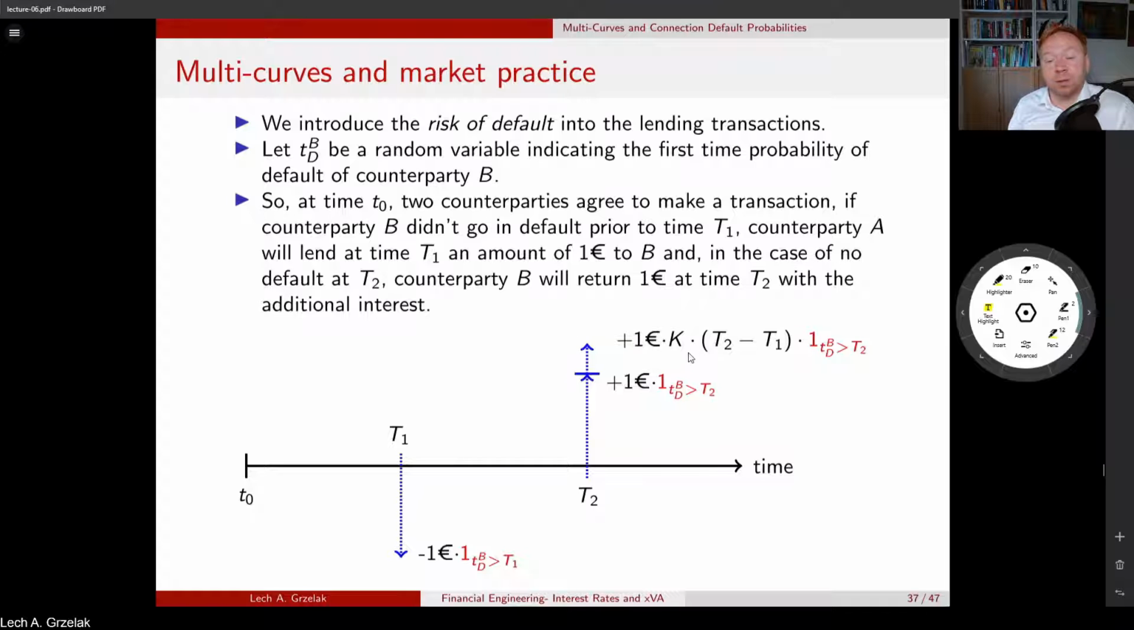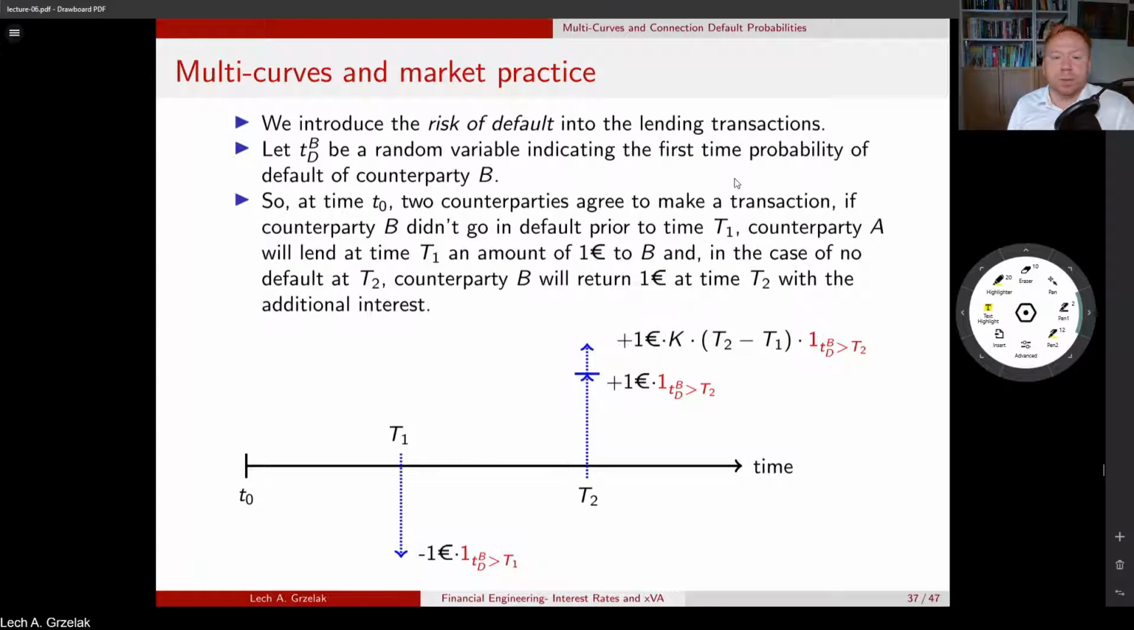And also we have this rate over the whole period of time. So we have this €1 and we have this K, which is the rate on this €1 multiplied by the amount of time that we have lent this €1. And we also receive this premium only if the counterparty did not default before time t2. So that's basically the concept. You see, it's a very simple extension of what we have defined before. And here, TDB is a random variable, indicating the time of default. So this is kind of the probability of default.